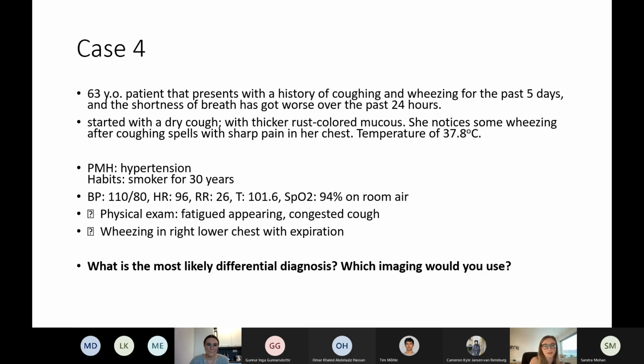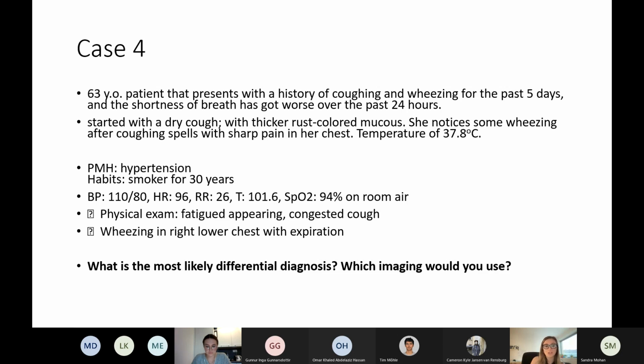So we have a 63-year-old patient that presents with a history of coughing and wheezing for the past 5 days, and a shortness of breath that has got worse over the past 24 hours. It first started with a dry cough, with a thick rust-colored mucus, and then she noticed some wheezing after the coughing spells with a sharp pain in her chest, and she also has a temperature of 37.8 degrees. She has a history of hypertension, and she's been a smoker for 30 years.